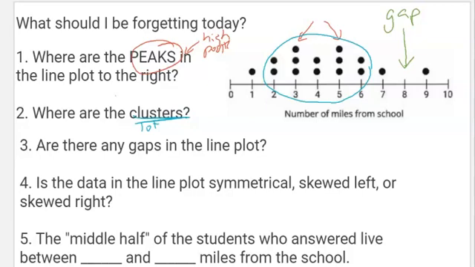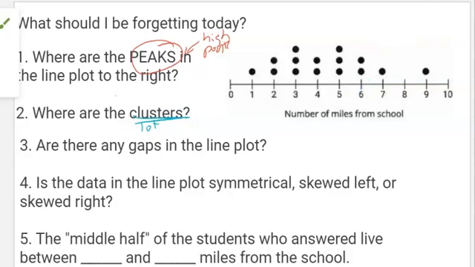And is the data in the line plot symmetrical, skewed left, or skewed right? I'm going to erase all this old stuff and talk about this. I think there are 2 perfectly fine answers to this question. Remember, this isn't always perfect either. A lot of what we're doing now involves a lot of judgment in statistics. It's not as clean as normal math where you're just like, hey, this is just how it works.